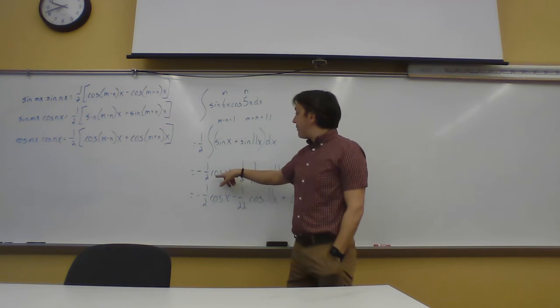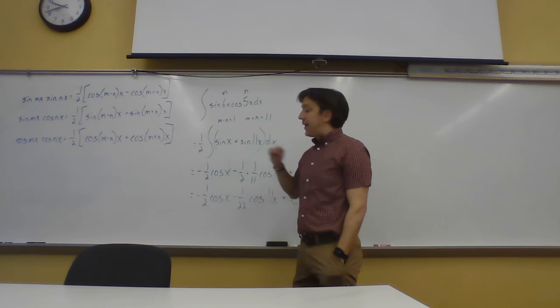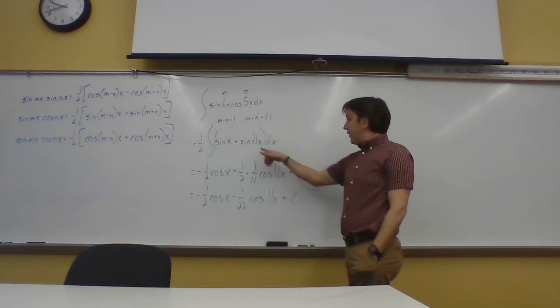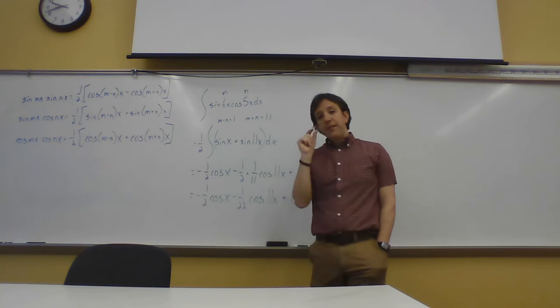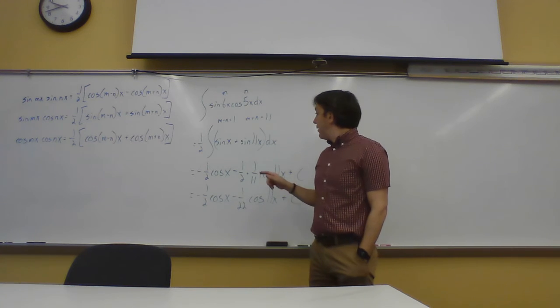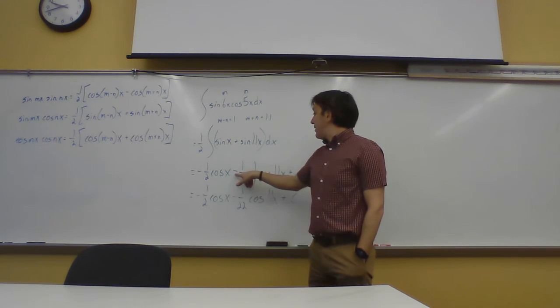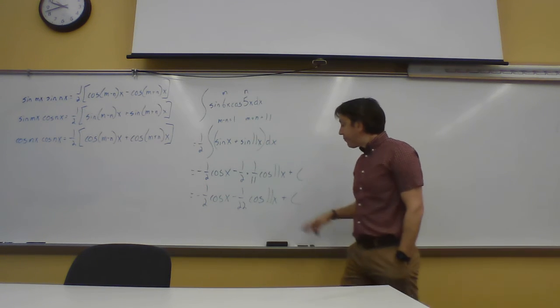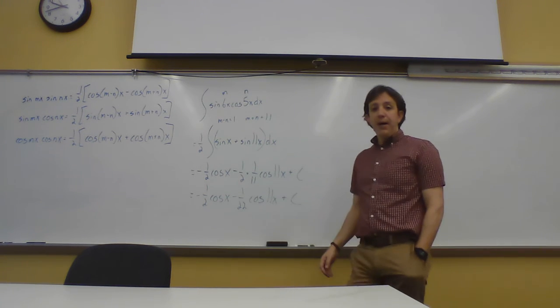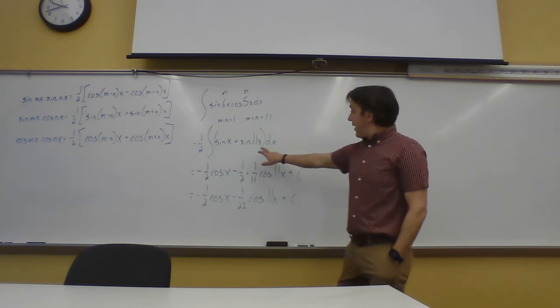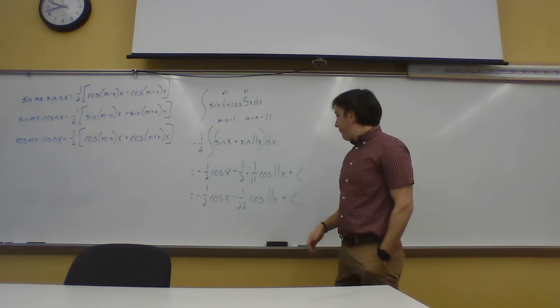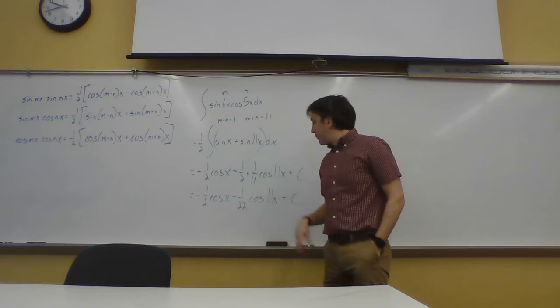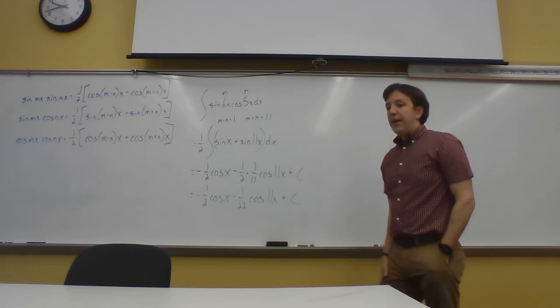Antiderivative of sine is negative cosine, so I get a negative half cosine x. For the sine of 11x, we have to work just a little bit harder because we do have a chain rule there. But I get the same kind of thing. I get a negative half because, again, the antiderivative is going to be a negative cosine. But I do have to multiply by 1 over 11 to take care of that 11 that was on the inside. So we end up with negative 1 over 22 cosine 11x and then plus c.